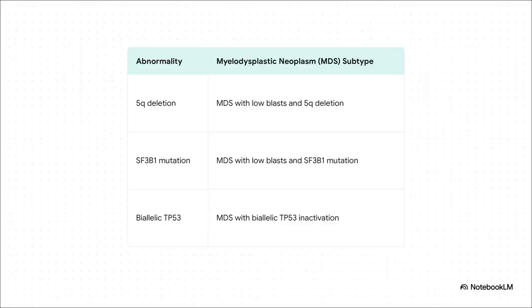And this table here, this is your high-yield summary. You absolutely have to know these 3 new genetically defined MDS types, both for signing out cases and for your boards. You've got MDS with 5q deletion, MDS with an SF3B1 mutation, and then the really poor prognosis MDS with biallelic TP53 inactivation. These are really the new cornerstones of how we classify MDS.